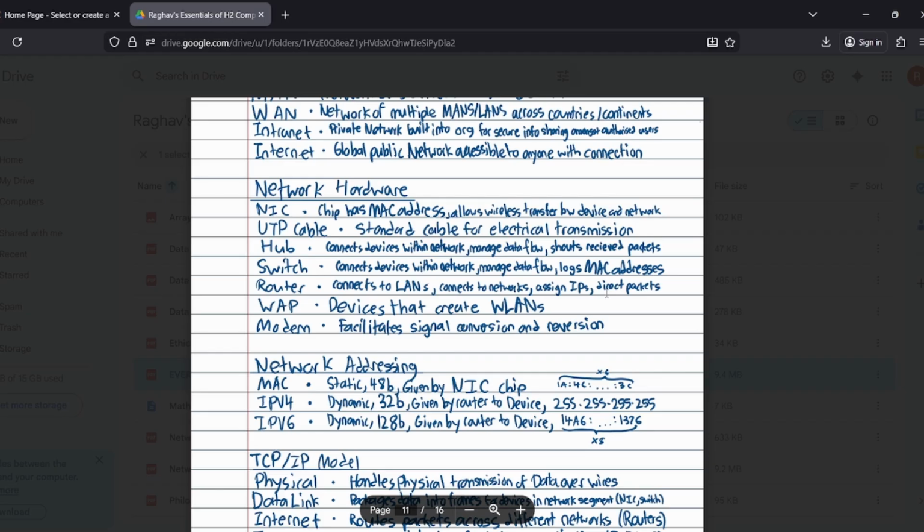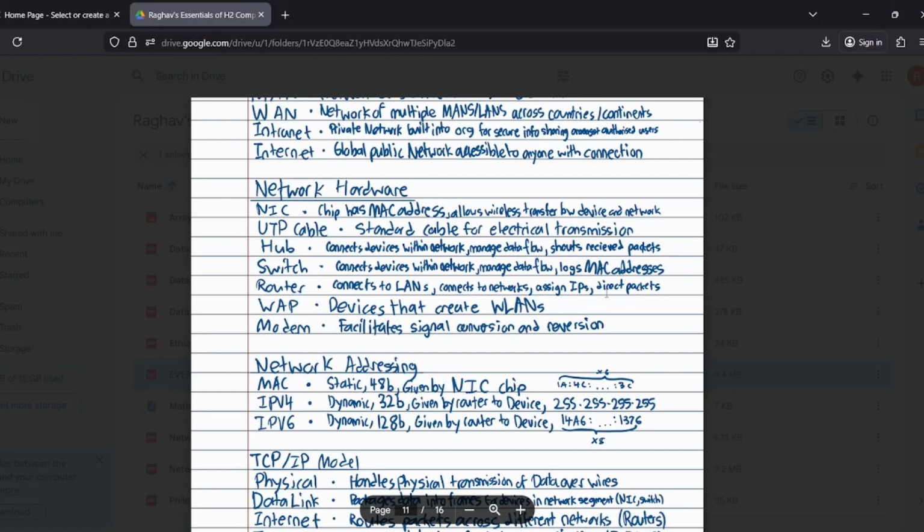Then you have a hub. A hub is similar to a switch. A hub connects devices within a network, manages data flow, and shouts the received packets to everyone. A switch does the same thing, except it doesn't shout received packets. It just logs the MAC addresses. So a hub is like a megaphone kinda, and a switch is just a messenger, but they do the exact same thing, which is connecting devices within a network, usually between a router and a device. Then we have routers. They connect to LANs, right? These networks, connect to networks, assign IP addresses, and direct packets. Those are the main functions that they do.